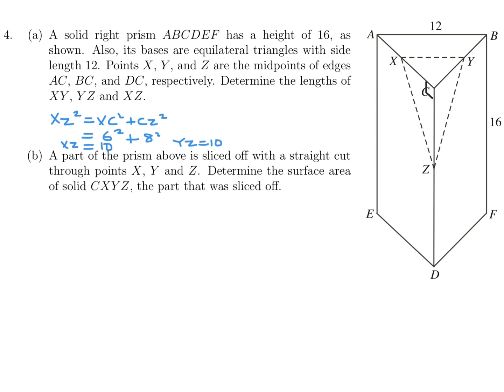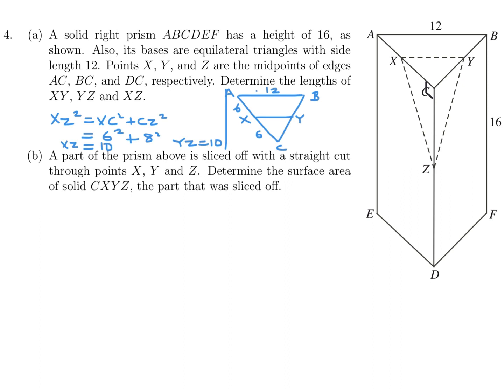XY, I believe, is going to be 6. It's going to be half, but I have to figure out how to explain that. Well, there's several ways. There's 30, 60, 90 triangles. I think that's probably the easiest way. So let's just draw a bird's eye view of A, B, and C. And then you've got these midpoints, X and Y. And then this is 12. And then X is the midpoint, so this is 6 and this is 6.